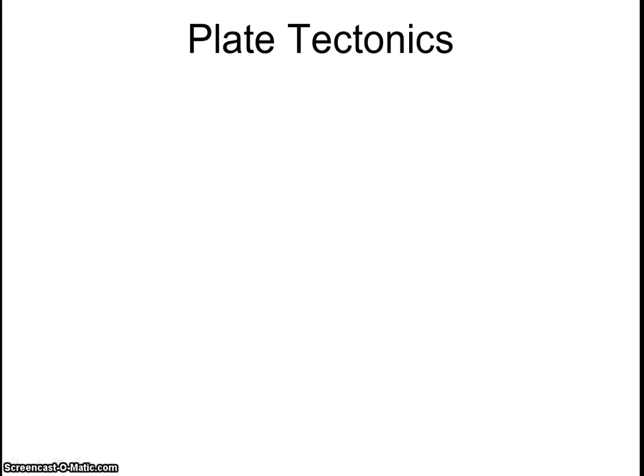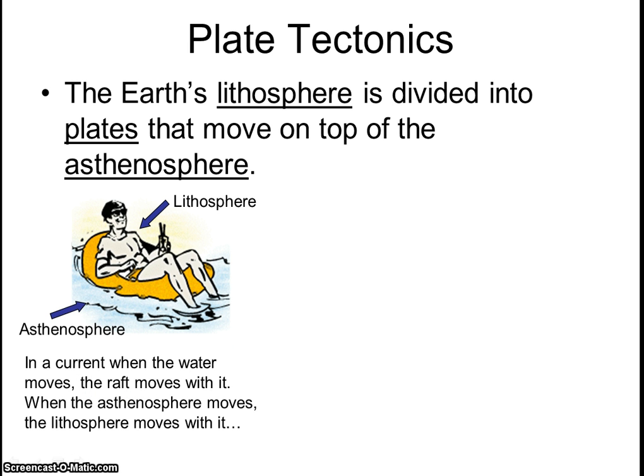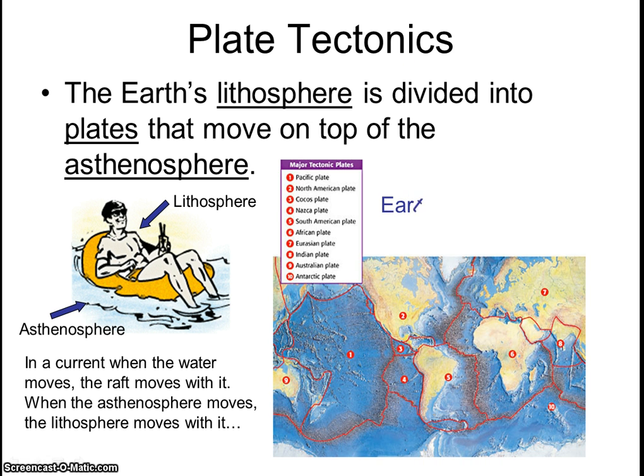Okay, tonight we're going to be talking about the theory of plate tectonics. Now, the Earth's lithosphere is divided into plates that move on top of the asthenosphere. And these broken pieces, each broken piece is called a tectonic plate. Now, we can think about a tectonic plate being like this guy here on the raft, and he is representing the lithosphere, and he is floating around, able to move on top of the asthenosphere.